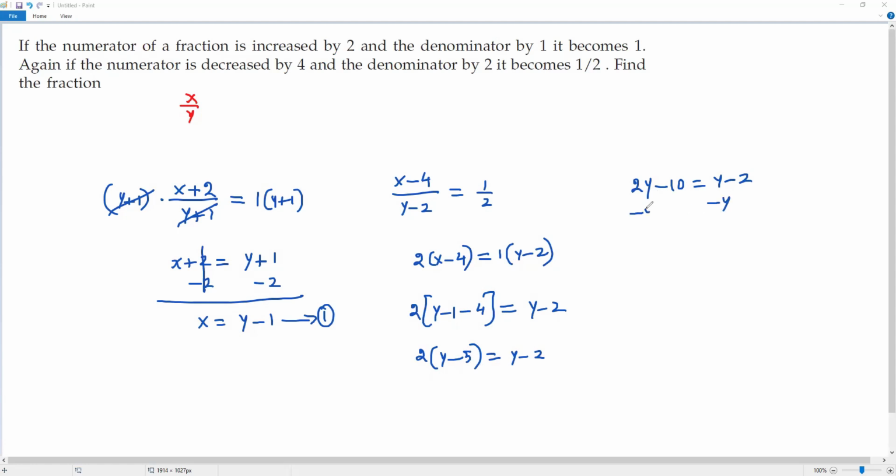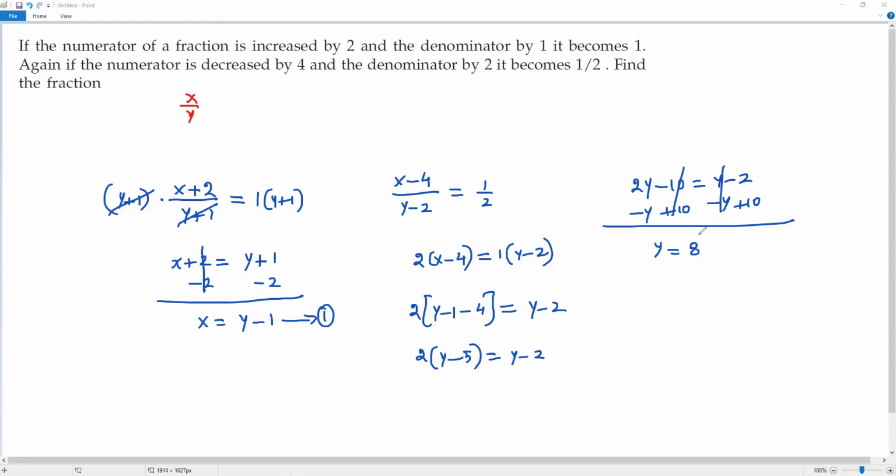Let me subtract y from both sides and also add 10 to both sides. Then this y and -y will cancel out. -10 and +10 will cancel out. The simplification of this one is y. On the right side, the simplification of -2 and +10 is positive 8. Here I got the value of y, that is 8.